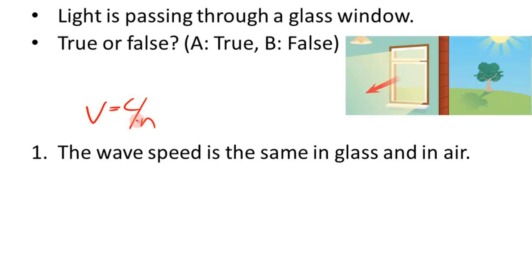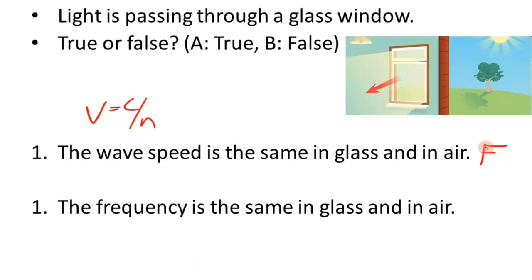This is a bit counterintuitive because you're always taught that the speed of light is a constant, but really the speed of light is a constant in a given medium. So in the glass, the speed of light is actually lower than in air. So this is false because they are not the same.